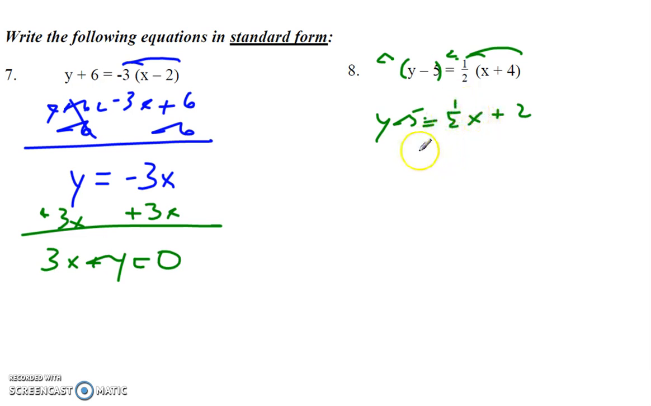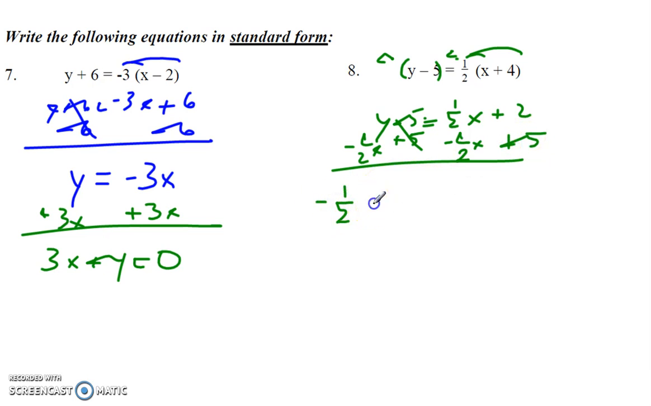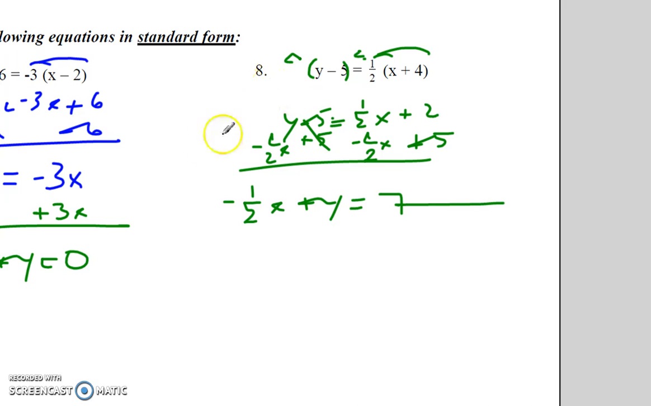Okay, so I need to get rid of the 1/2 x here and the 5 on this side. Plus 5 minus, sorry, I said 2y, 1/2 x. Get rid of the 1/2 x. So this cancels out, plus 5 there. Now I have negative 1/2 x plus y is equal to 7. Oh, awesome.